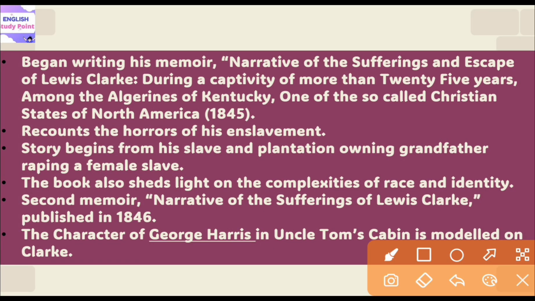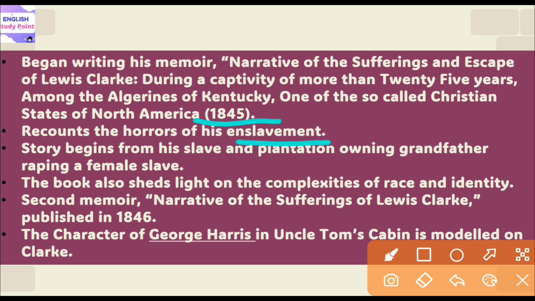When Lewis Clark started writing, he first wrote a memoir titled Narrative of the Sufferings and Escape of Lewis Clark during a captivity of more than 25 years amongst the Algerines of Kentucky, one of the so-called Christian states of North America. This work was published in the year 1845. This book became one of the earliest published accounts of slavery written by a formerly enslaved person. It tries to recount the dangers of enslavement.